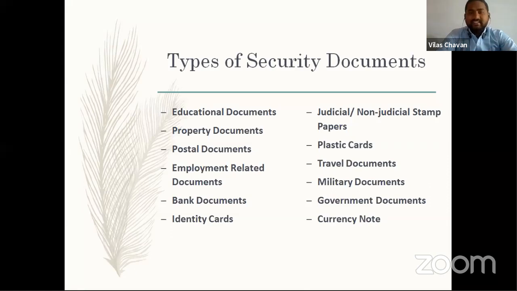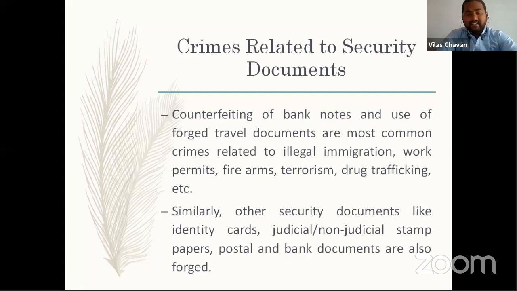The next is crime related to security documents. As we know, crime related to documents is increasing day by day due to some possible reasons. But counterfeiting of Indian currency note and use of forged travel documents are the most common crimes related to illegal immigration, work permits, firearms, terrorism, drug trafficking, etc. Similarly, other security documents like identity cards, judicial and non-judicial stamp papers, postal and bank documents are also falsified. So this was all about security documents.